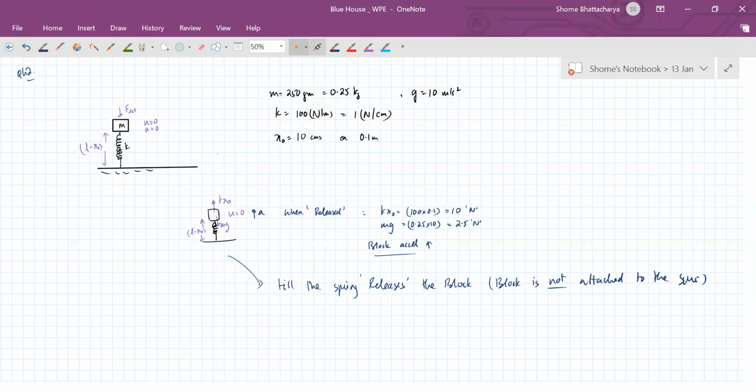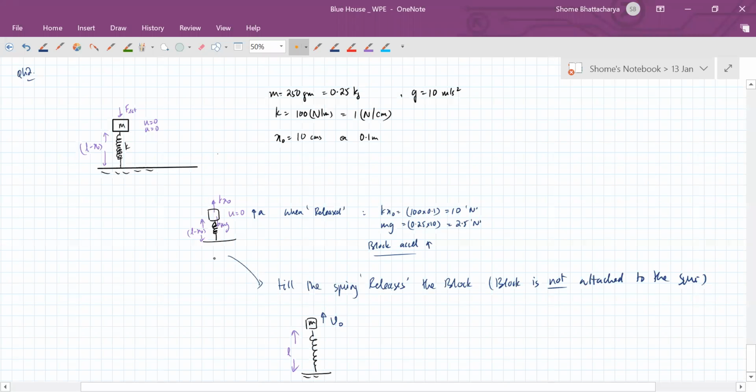So until it releases, when will the spring release the block? When it comes back to natural length. When the spring has just about come back to natural length, at that instant only, the block is going to get released. At that point of time, let's say it has a speed V naught.